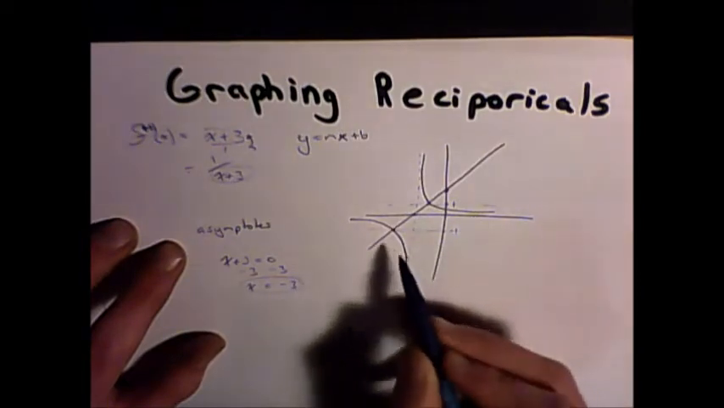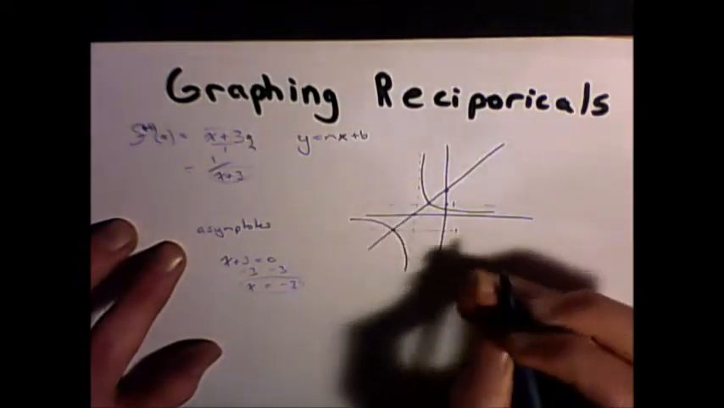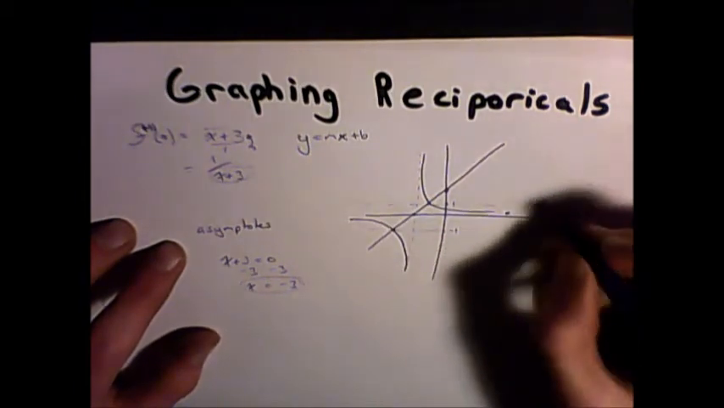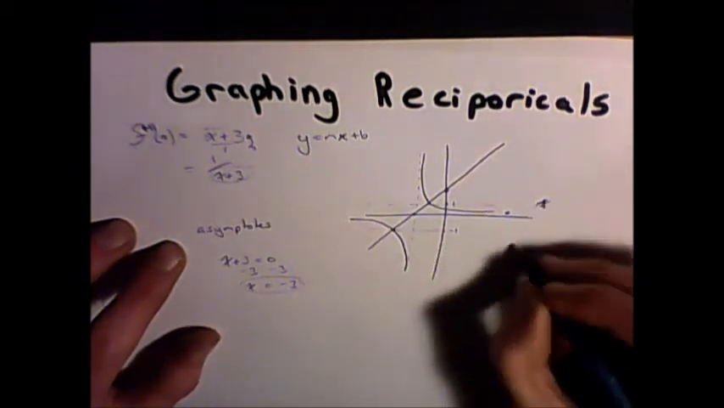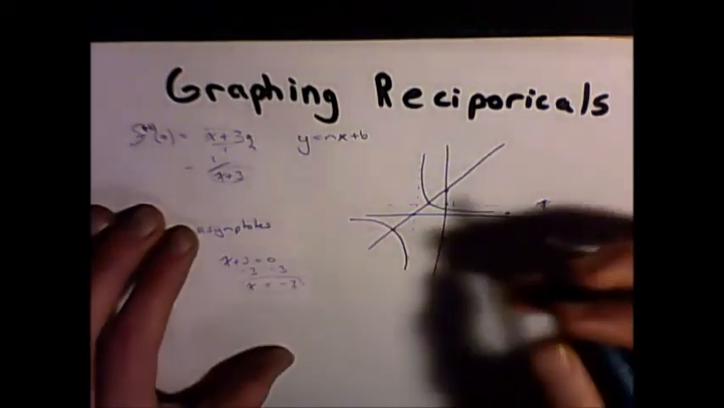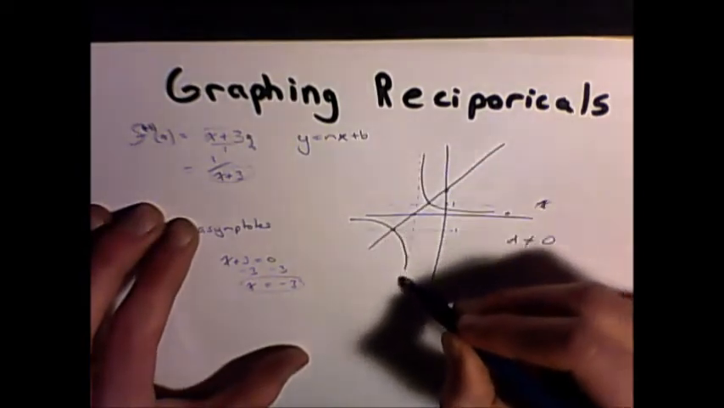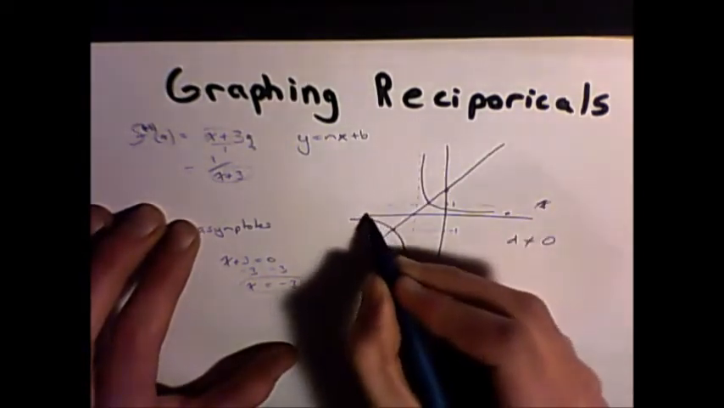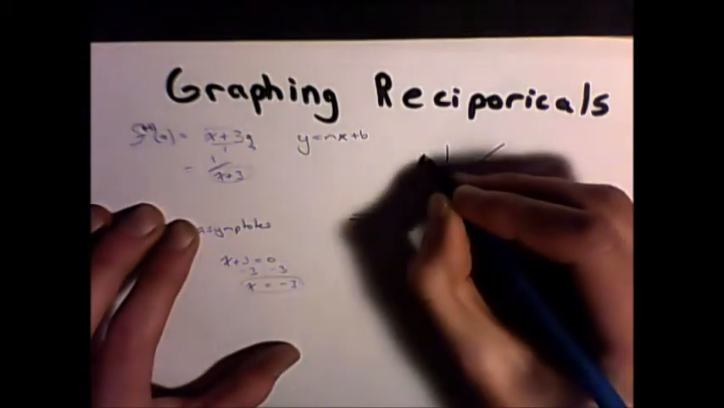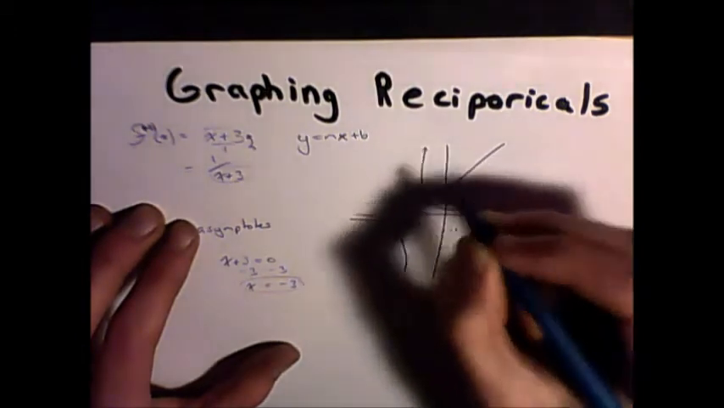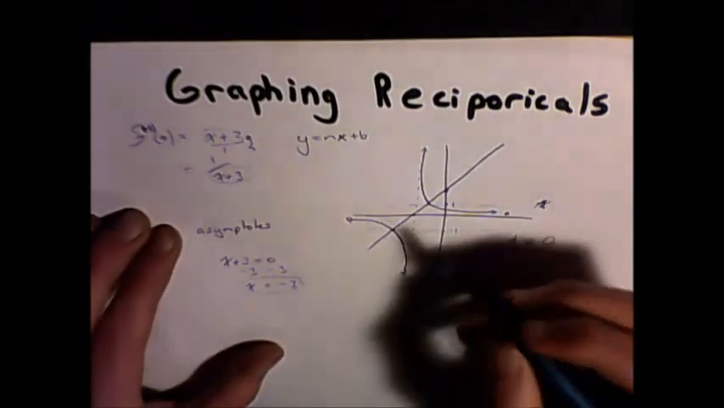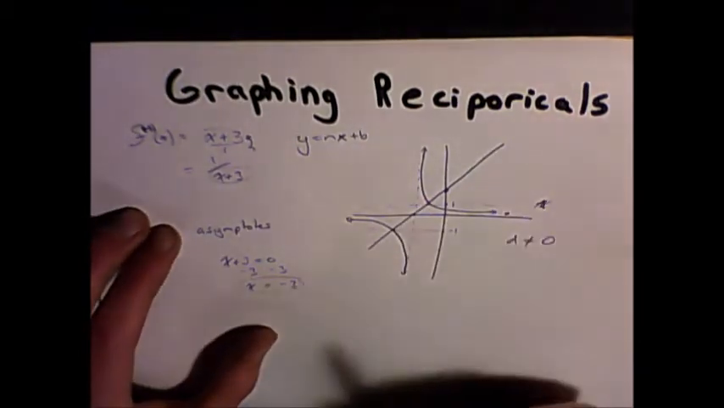And notice that these values, although they approach 0, x, or let's say the denominator, can never equal 0, because you can't divide by 0. So our x value cannot equal 0, and our y value cannot equal 0. And that's why these graph lines will approach 0 but never actually reach it. And that's how you graph a linear reciprocal.